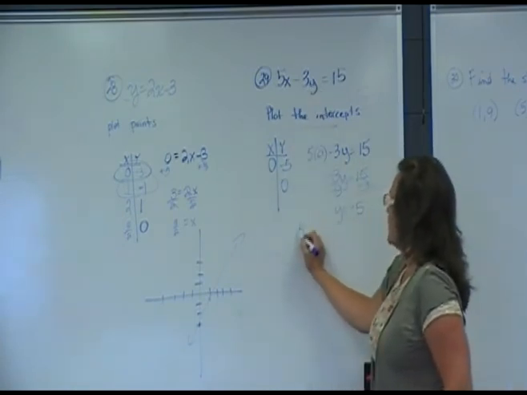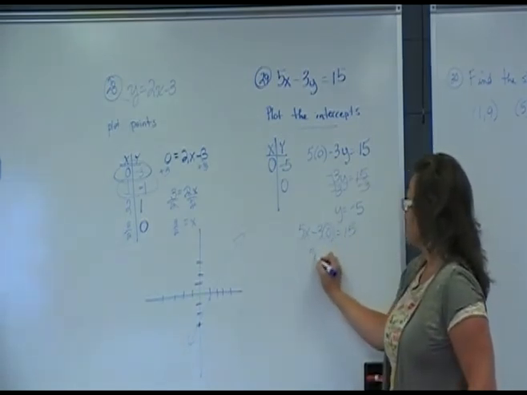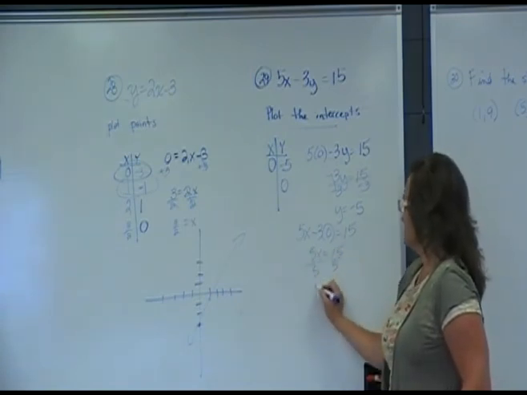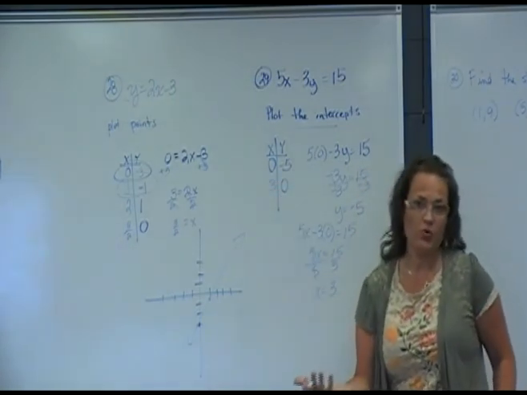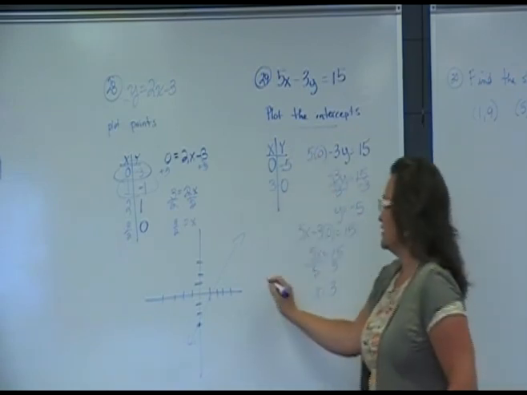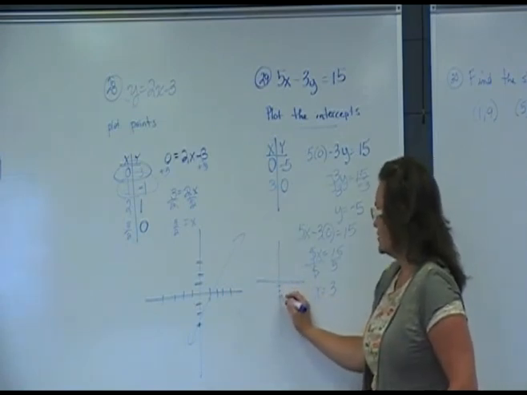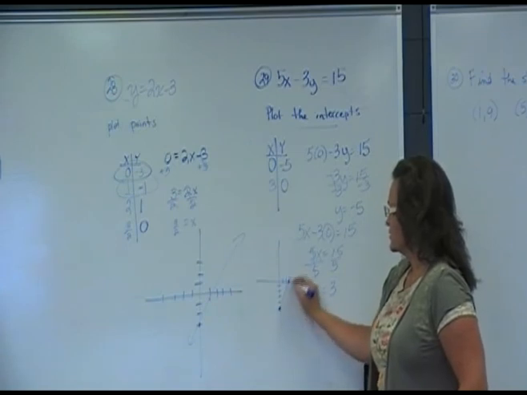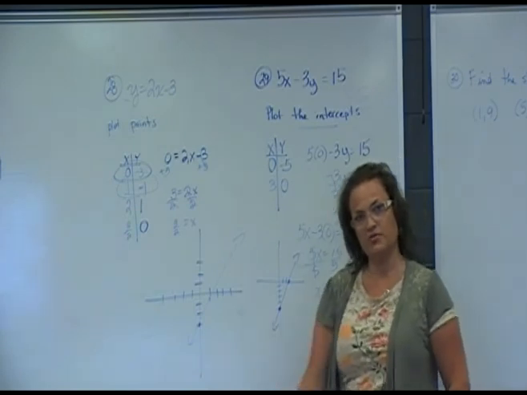So do it again. 5x minus 3 times 0 equals 15, or 5x equals 15. Divide out the 5. We get x is 3. And then you can find another point if you needed to, but if you were careful with your work here, those 2 points should be accurate. Find your graphing tool, plot the 0, negative 5, and 3, 0. Connect those dots, and that's the graph of that line using intercepts. So I'll stop there for graphing.